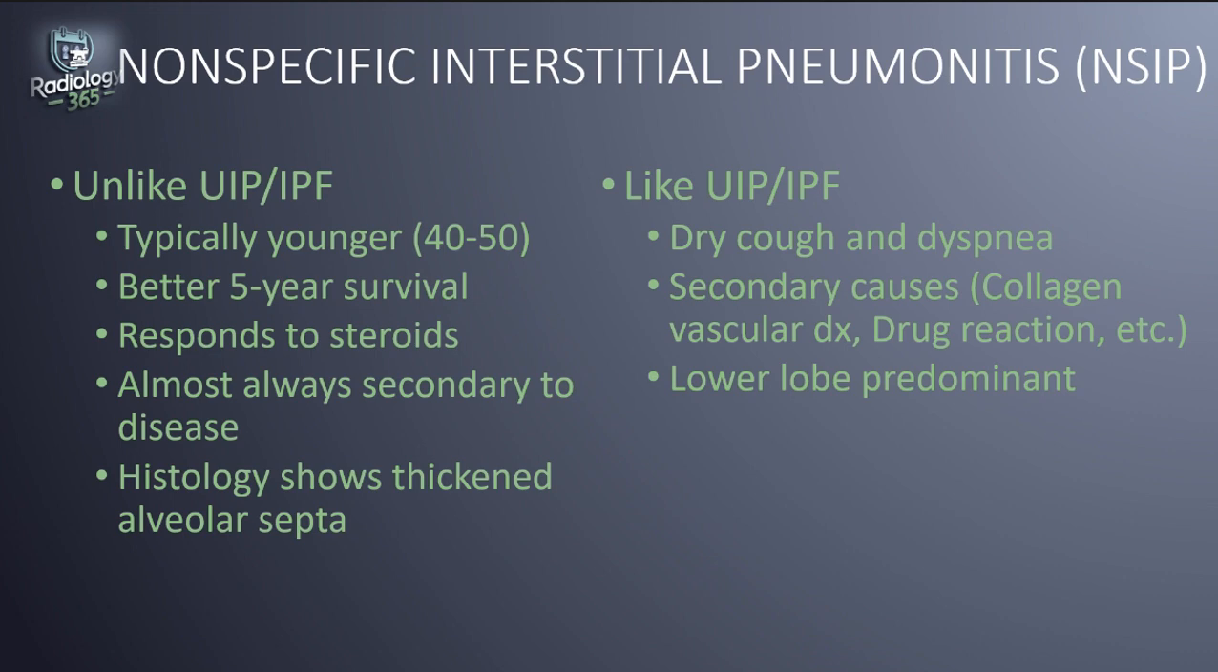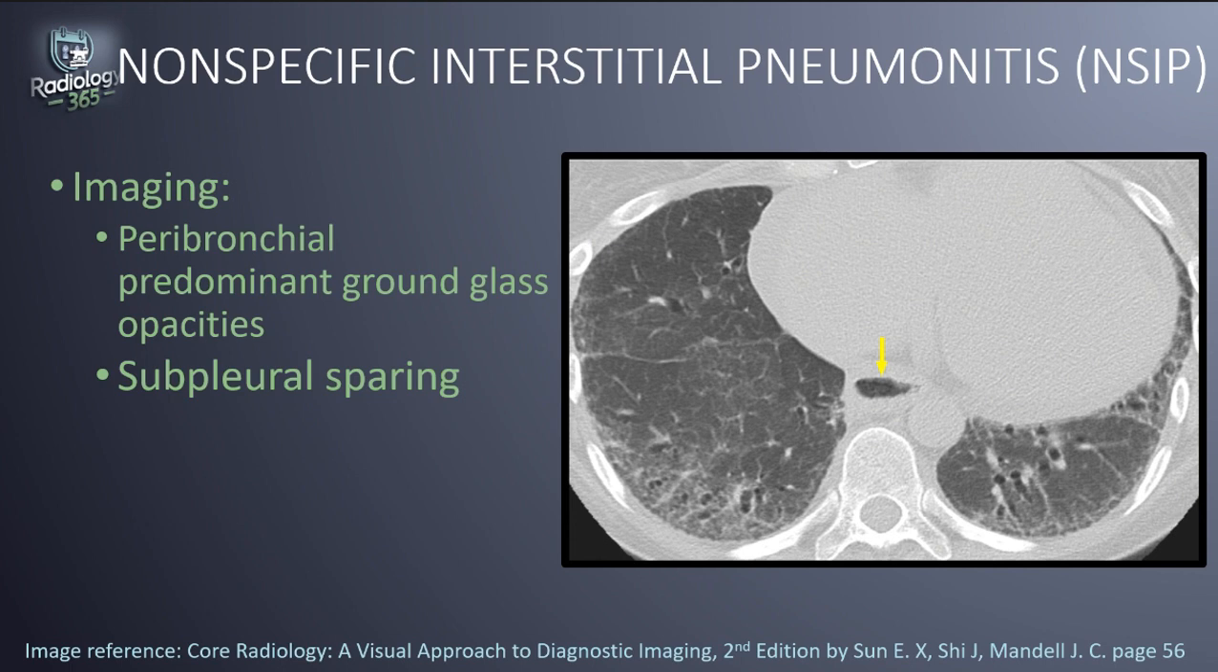Histologically, NSIP features thickened alveolar septa from chronic inflammation, as opposed to the fibroblasts that suggest a fibroblastic disease in IPF or UIP. Now, an important imaging feature of NSIP is the presence of ground glass opacities with peribronchial predominance, which is a key feature to distinguishing NSIP. So in NSIP, there are ground glass opacities. So if you see ground glass opacities, don't even think about UIP.